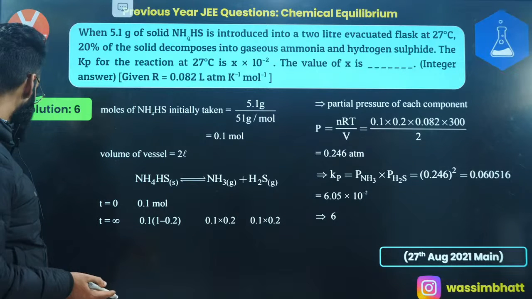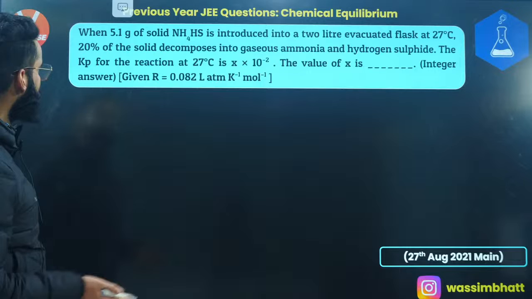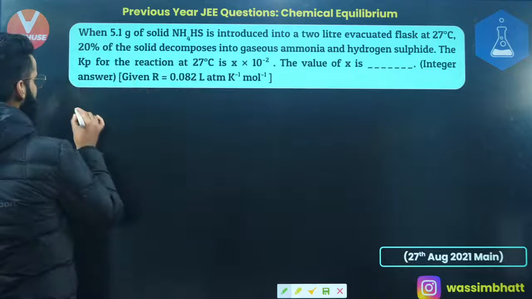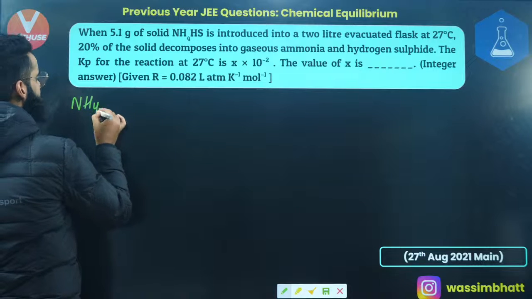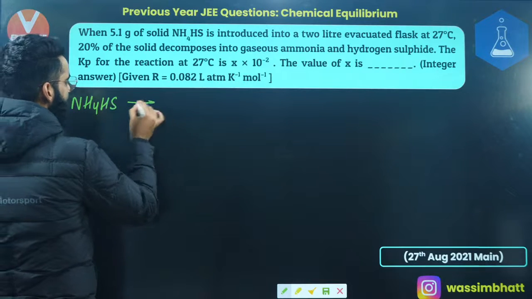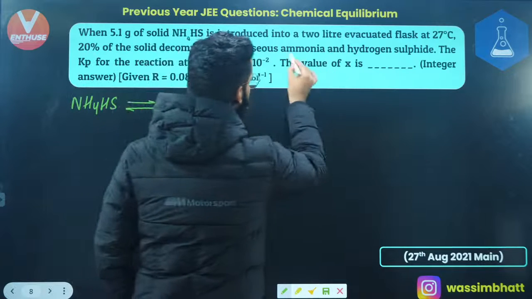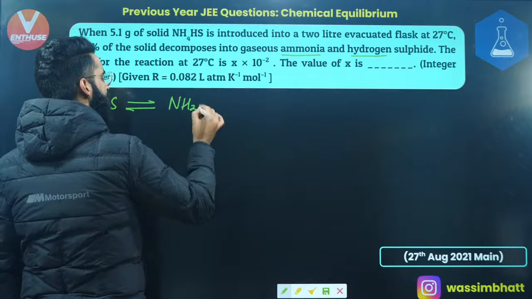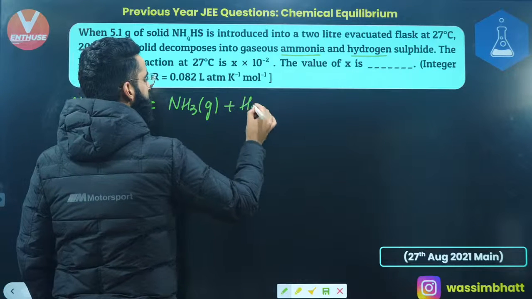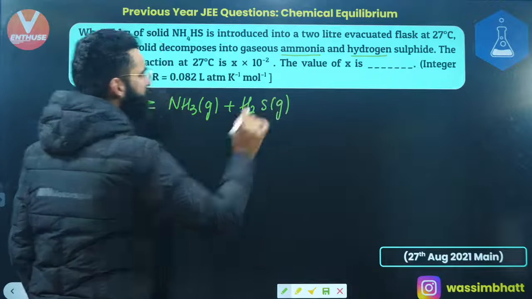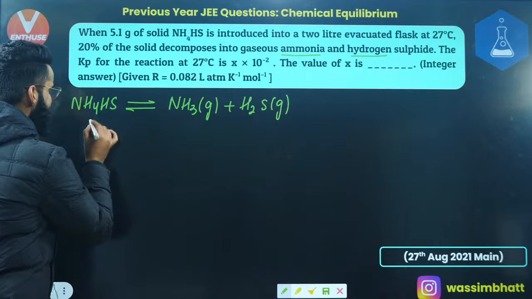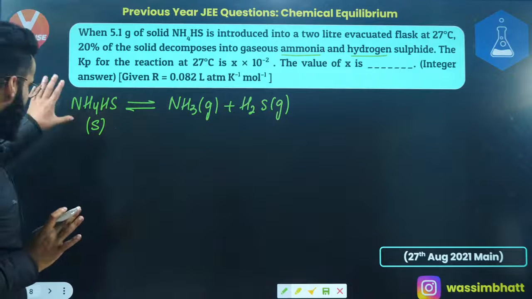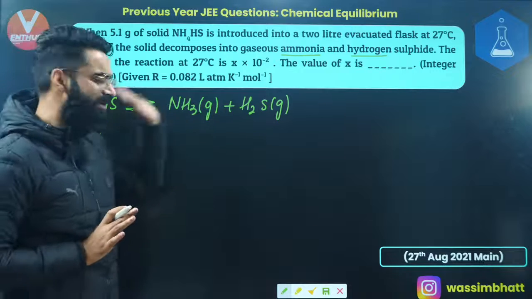See first of all, the question that is given to me, I'm giving you the reaction. The reaction is NH4HS in equilibrium with ammonia and H2S, that is NH3 gas and H2S gas as well. This is the reaction that's given to me, and this NH4HS is given in solid form. This is the equation: NH4HS in solid form in equilibrium with NH3 gas plus H2S gas.